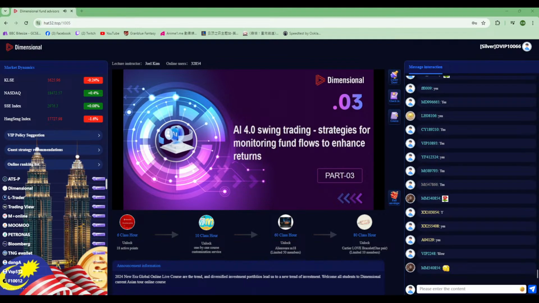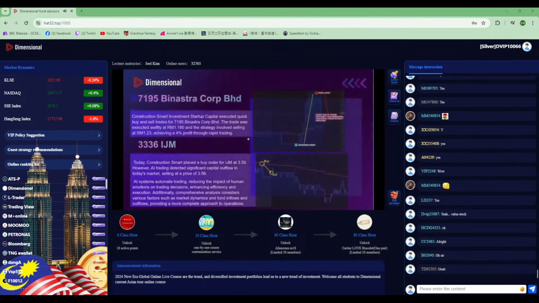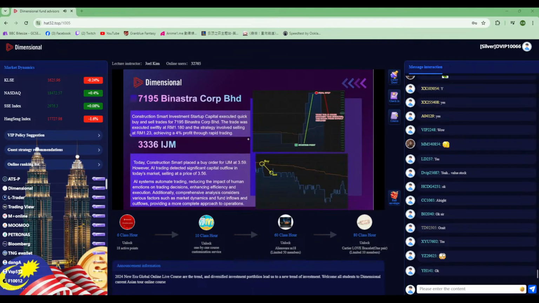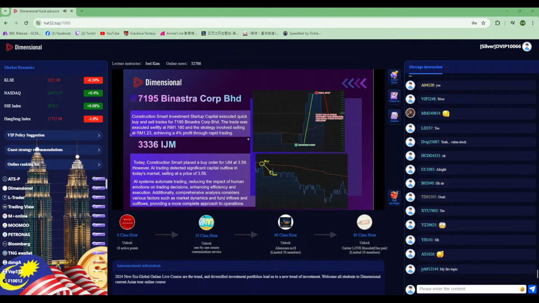Okay, now moving on to our third topic, which is AI 4.0. We're using swing trading. What is the strategy for monitoring funds flow to enhance returns? And how does the AI do it? Now, let's talk about this. Before I talk about this, I know that the proactive scholars have executed the initial tiers of the construction smart investment startup AI strategy trades yesterday, right?